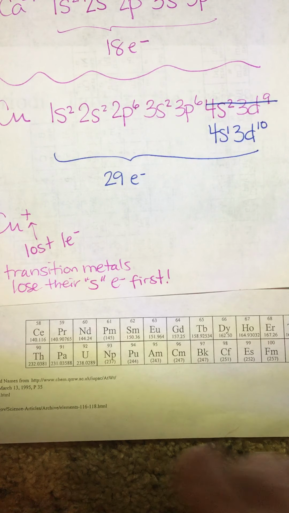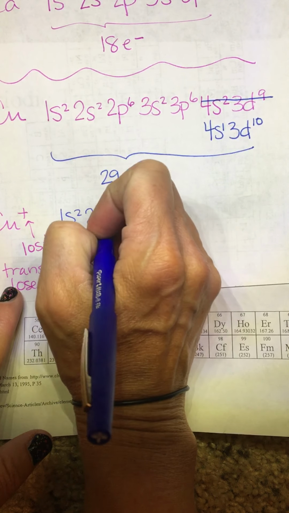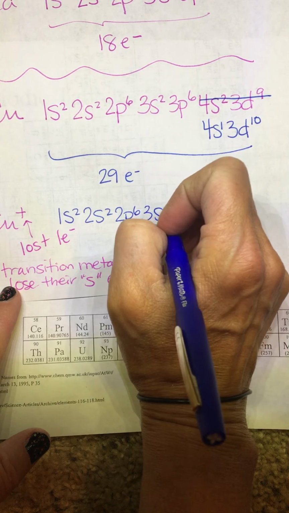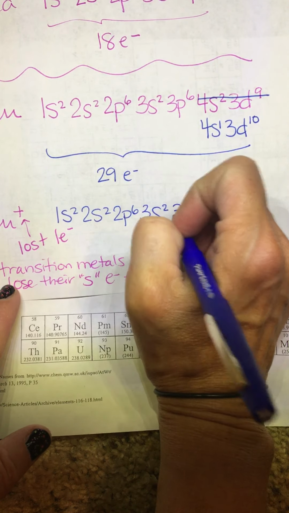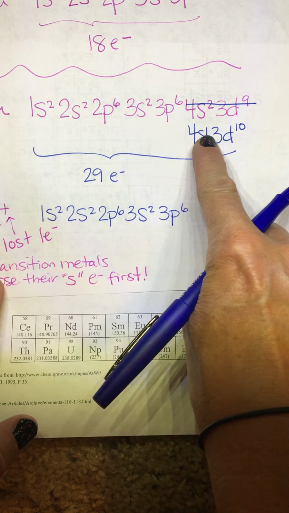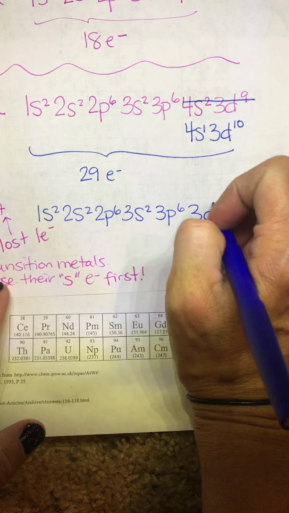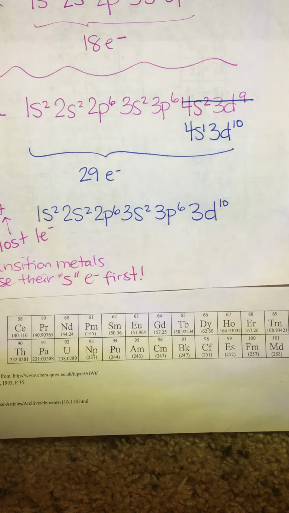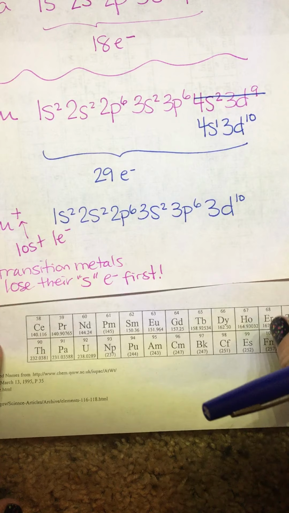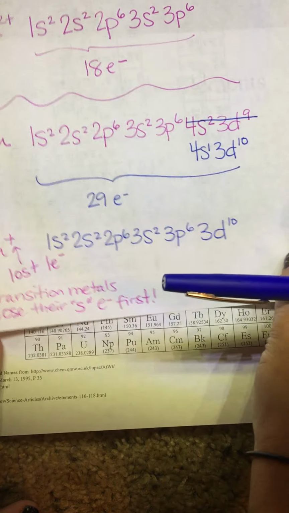So when we write this one, we're going to write 1s2, 2s2, 2p6, all of that's the same, just like neutral copper, 3s2, 3p6. This 1 electron goes away because copper 1 lost 1 electron, and now we simply have 3d10. So there are our 28 electrons for the copper 1 ion, but it is not like the configuration for nickel on that periodic table.